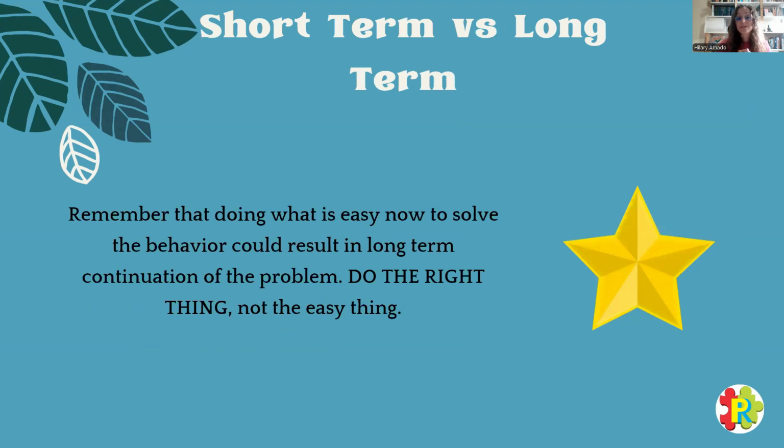Remember that doing what is easy now to solve the behavior could result in long-term continuation of the problem. Do the right thing, not the easy thing. And also remember to choose your battles. It usually makes sense to help a child start small to build tolerance based on assent first.